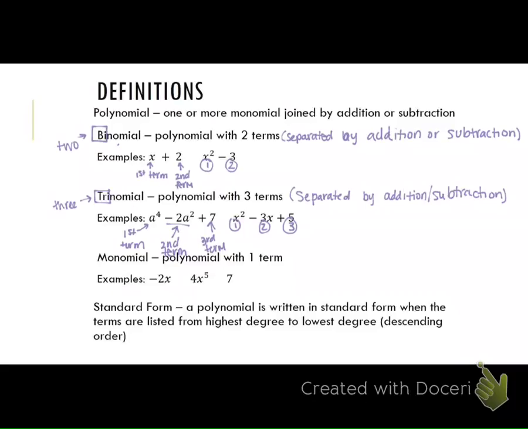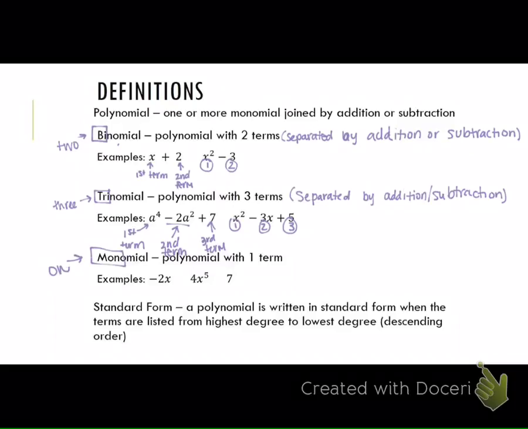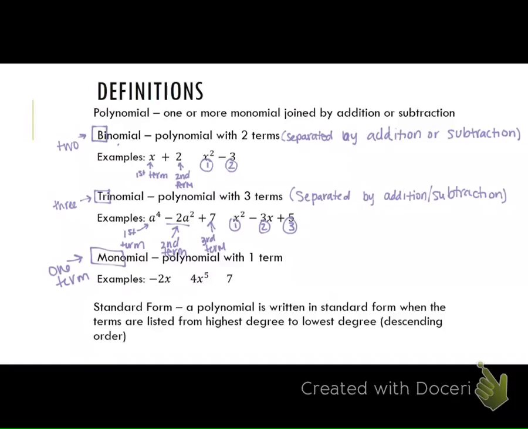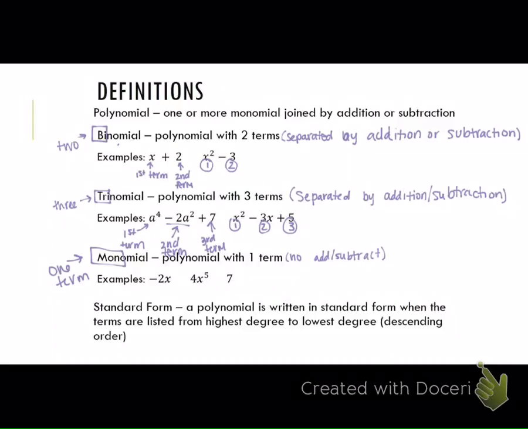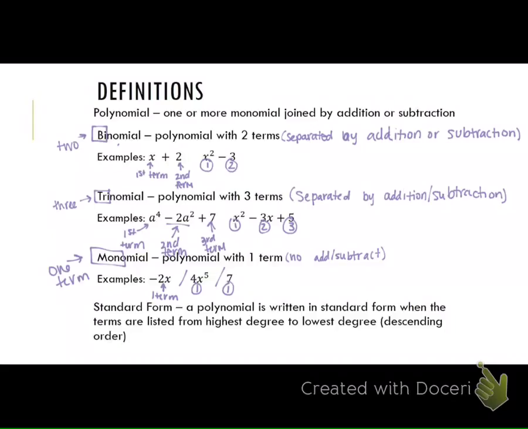A monomial means 1 term. And that means there's no addition or subtraction. So there's no add and subtract. That means it's a monomial. So you'll notice this only has 1 term. These are all monomials because they only have 1 term. There's no addition or subtraction.